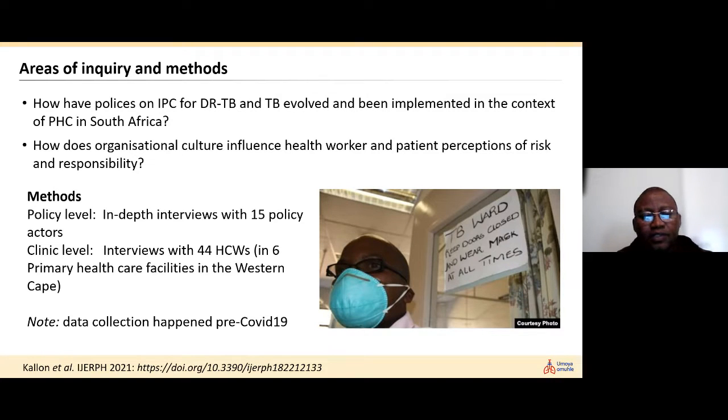The methods we used at the policy level: we had in-depth interviews with 15 policy actors. At the clinic level, we interviewed 48 healthcare workers, because we did some focus group interviews as well, in 6 primary healthcare facilities in the Western Cape. And I think this was earlier noted that the data collection happened before COVID-19.